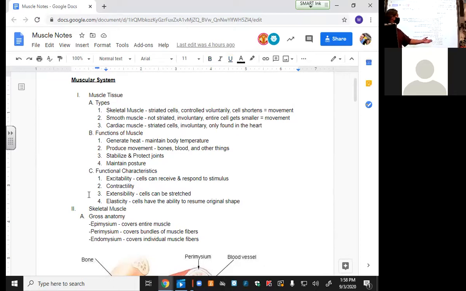First thing, you have to be able to signal excitability. These are cells that can receive stimuli. Tomorrow, when we talk through the steps of how muscles move, the first thing that has to happen is a nerve signal reaches the muscle.